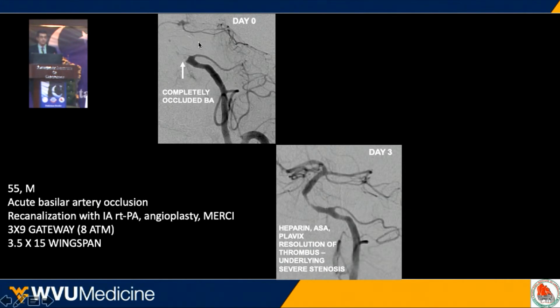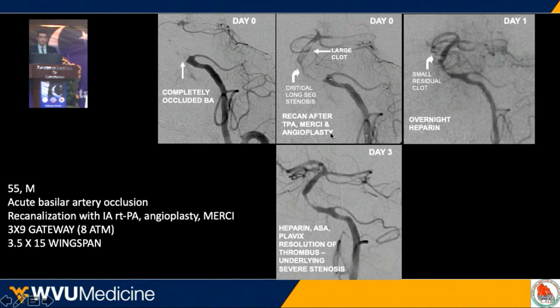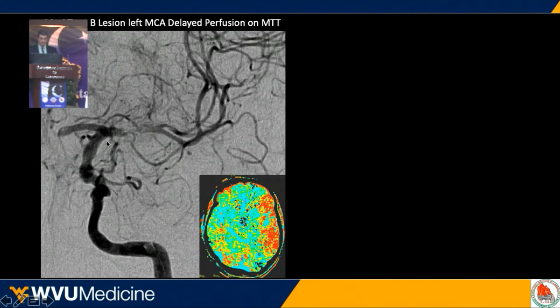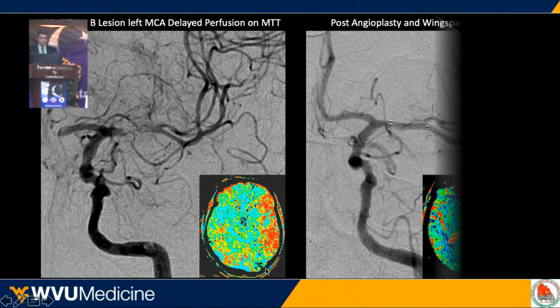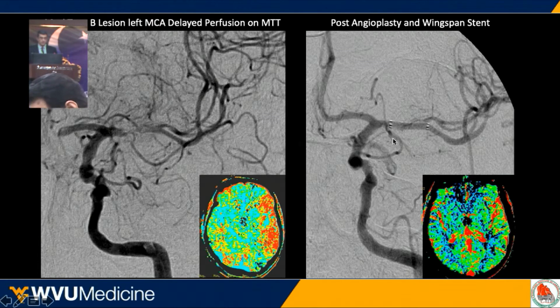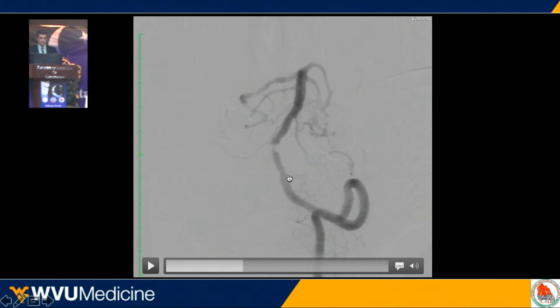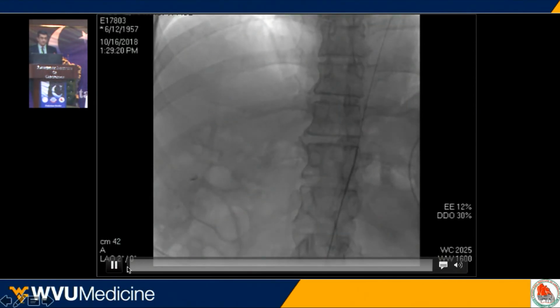This is an example of proximal athero resulting in acute stroke. The patient was initially treated with angioplasty, Mercy, heparin, and then the patient was stented 3 days later after dual antiplatelet therapy. This is an M1 stenosis with corresponding hypoperfusion as a mechanism of presentation, was treated with Wingspan. This is a patient with vertebrobasilar, again, proximal stenosis, which these patients present with acute ischemic stroke. This patient was treated with Wingspan.